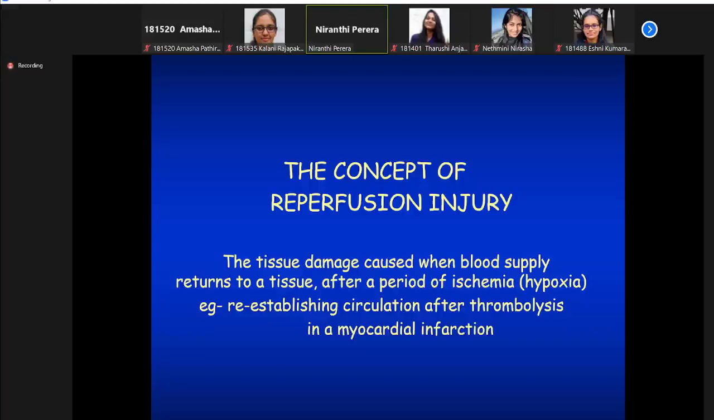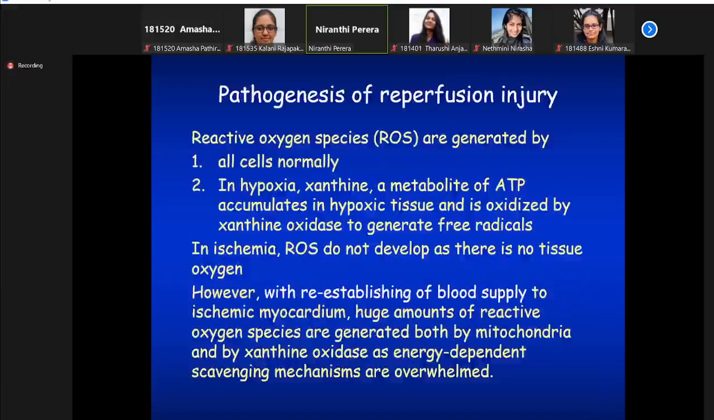With the advent of all these different new treatments like thrombolysis, they are now seeing this kind of thing not just in the heart, but in various places, right? Okay, so you just got to know that reperfusion injury means tissue damage which is caused when the blood supply is returned to a tissue after a period of ischemia and hypoxia. Example, if you re-establish the circulation after thrombolysis in a myocardial infarction. Okay, so a little bit about it.